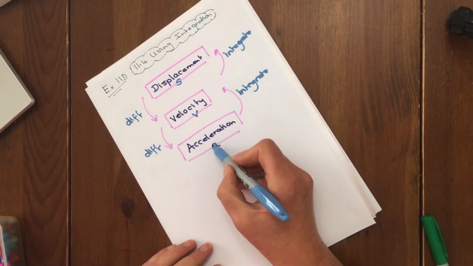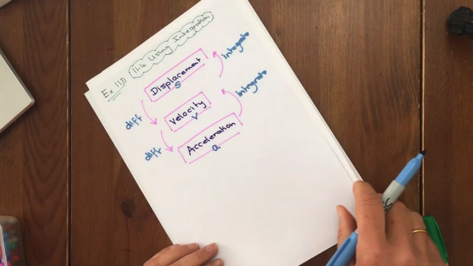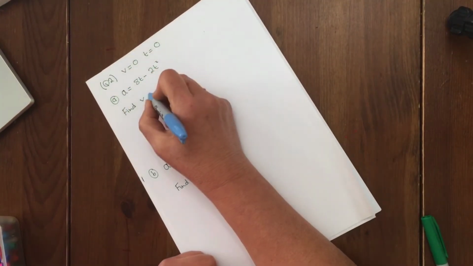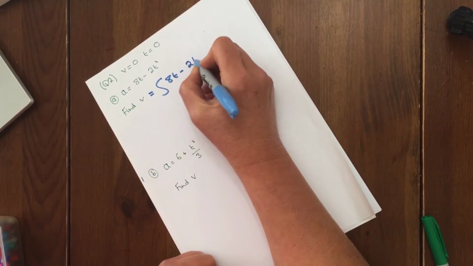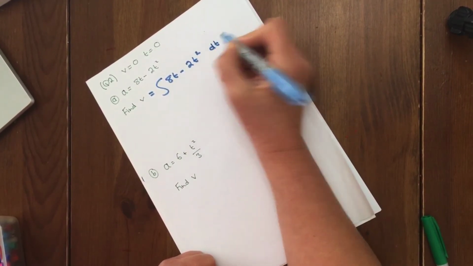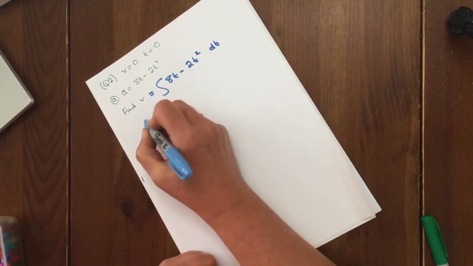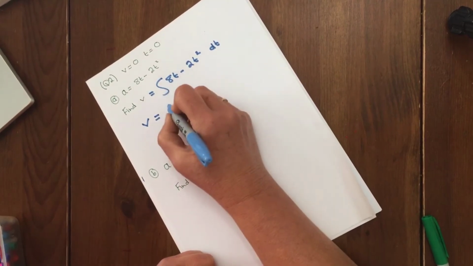We're given acceleration and we want to find velocity, so we integrate acceleration to get velocity. So velocity will be the integral. So basically exactly the same method as in question 1. So pause the video, have a go at doing that, and then just check your solutions.